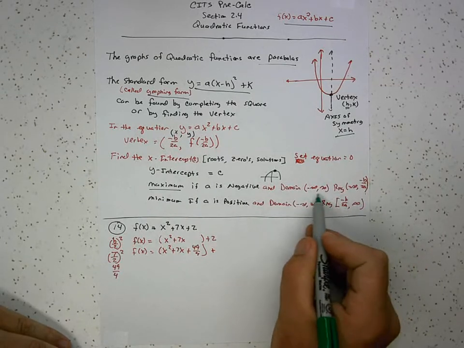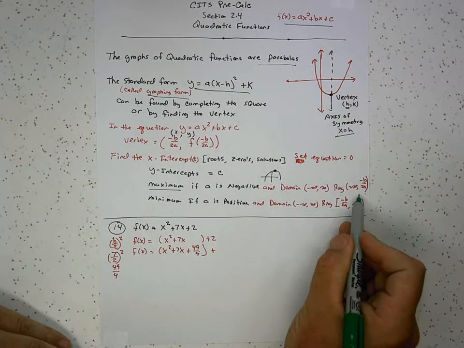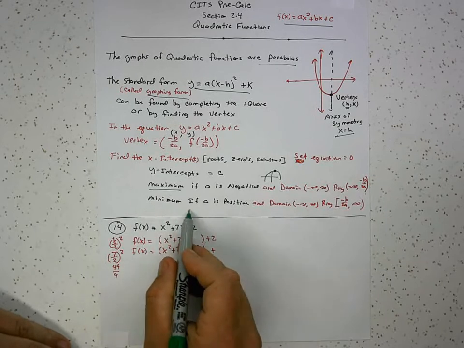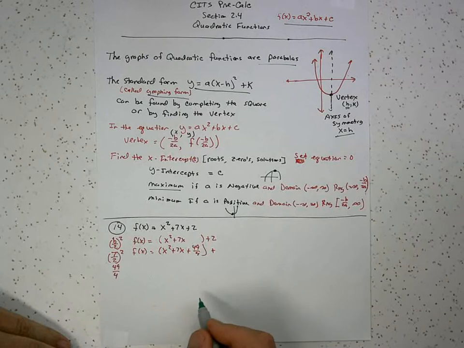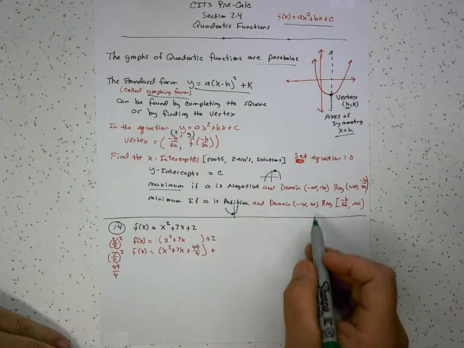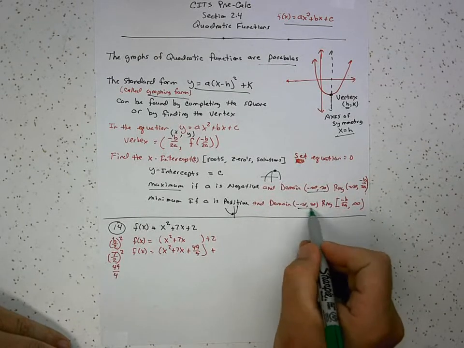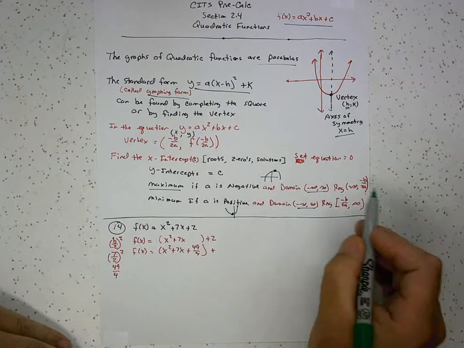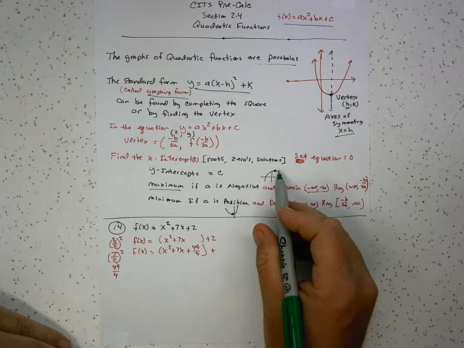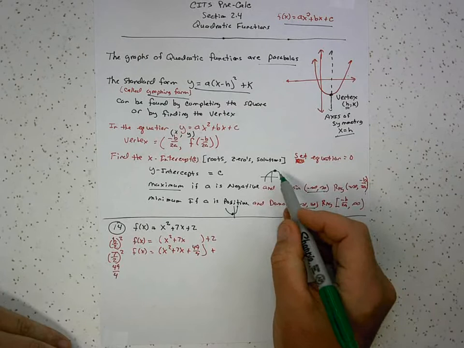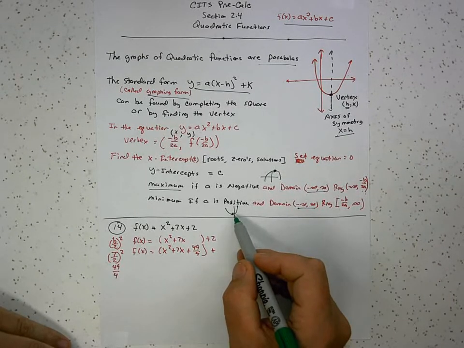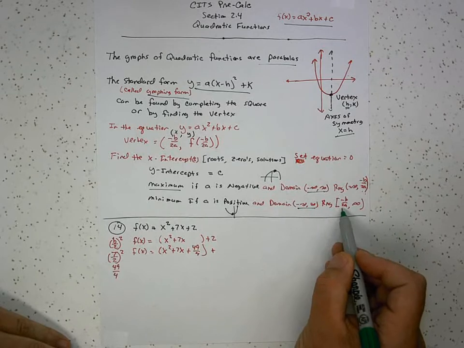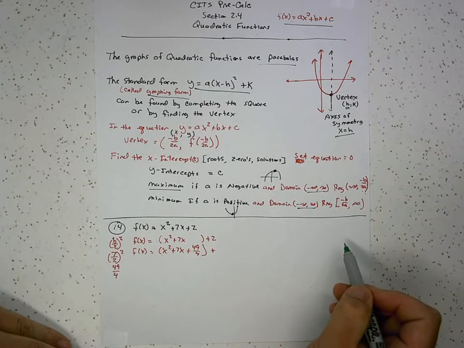And I give you some general instructions for domain and range. Same thing with a minimum. If a is positive, it's going to open up. So you're going to have a lowest point on that parabola. And the domain, notice the domain is always negative infinity to positive infinity. Here if it's opening down, your range is going to be from negative infinity up to that maximum point. If it's opening up, it's going to be starting at that minimum point and going to infinity.